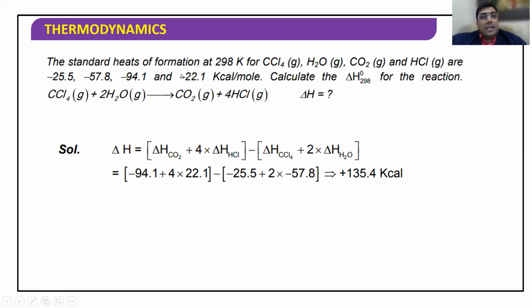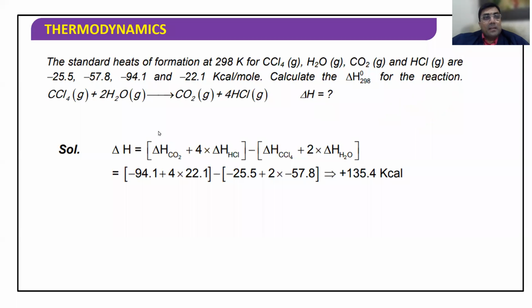Now, the standard heats of formation at 298 Kelvin for CCl4 gas, H2O gas, CO2 gas and HCl are given. So they're all heats of formation. Calculate the heat of reaction. So what is the formula for heat of reaction? Heat of formation of products minus heat of formation of reactants. Clear? Combustion is reactants minus products.